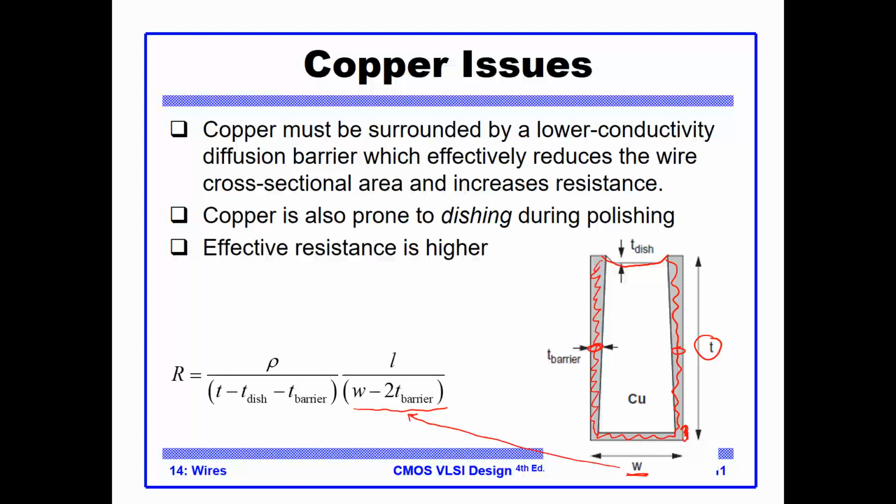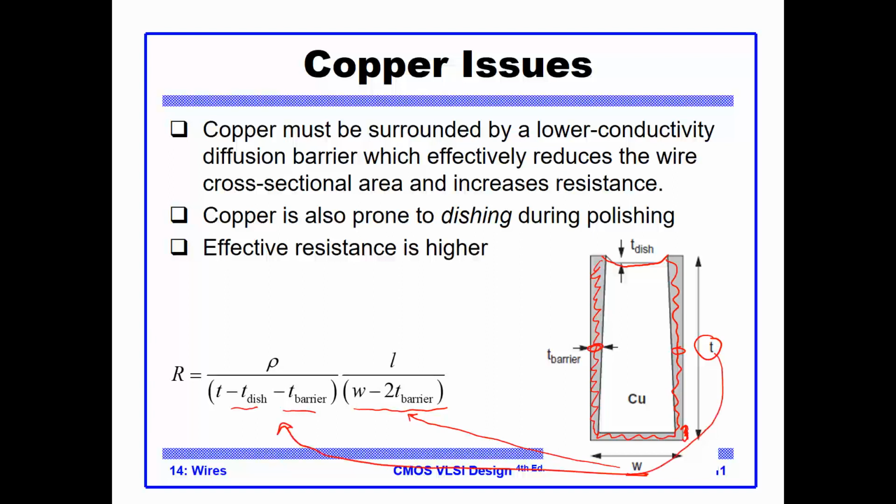During polishing, some of this material is pruned out. So we need to subtract this when we estimate the thickness. So the thickness will be T minus T_dish and T_barrier. Okay, so this is the thickness here.